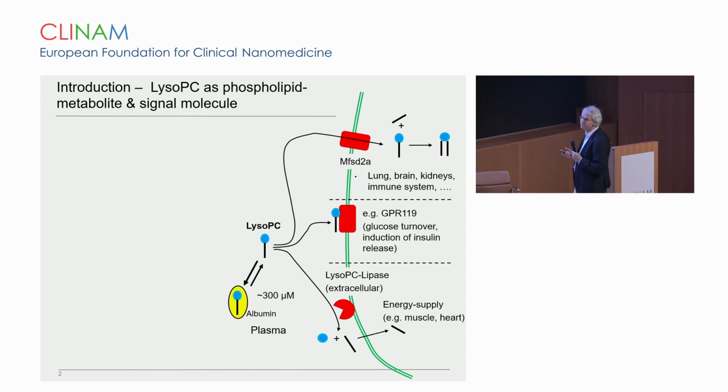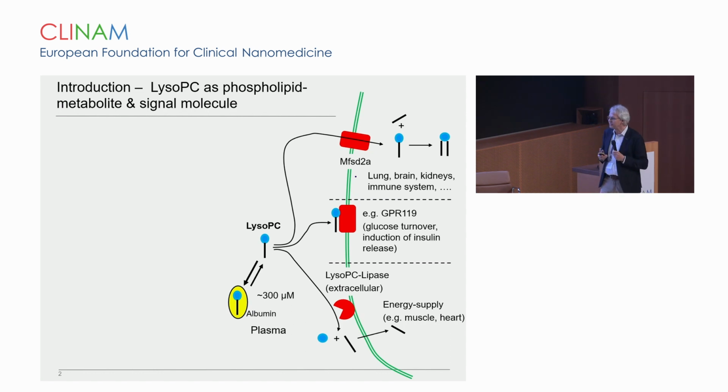Or, for example, the immune system. When the immune system has to proliferate, there is a big need of new phospholipids. And all these phospholipids can be generated through Lyso-P. And there are a lot more examples. Furthermore, Lyso-P is a very important signal molecule.